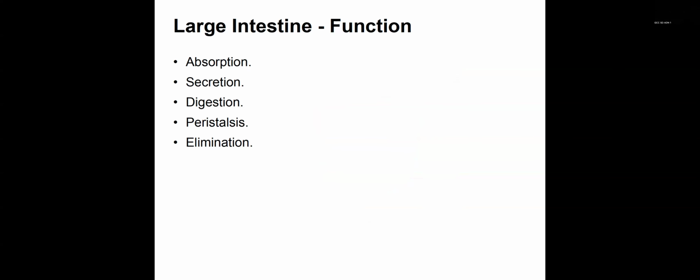Let's look at some functions of the large intestine. So you have absorption. It's primarily responsible for absorbing nutrients, water, and electrolytes. Digestion. It releases certain chemical or digestive enzymes, acids, mucus, bile secretions. One thing to look at when we look at the large intestine is there's not as much digestion that takes place. Digestion primarily takes place in the small intestine.